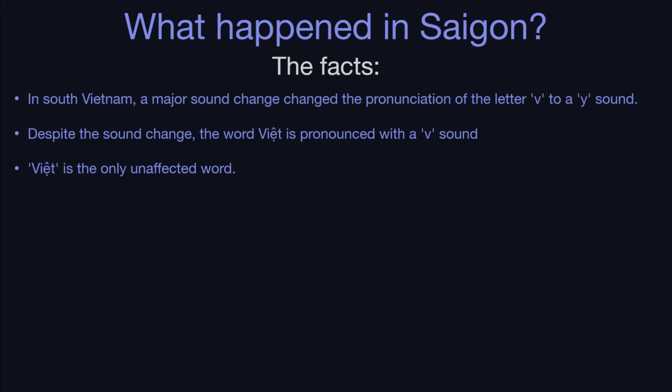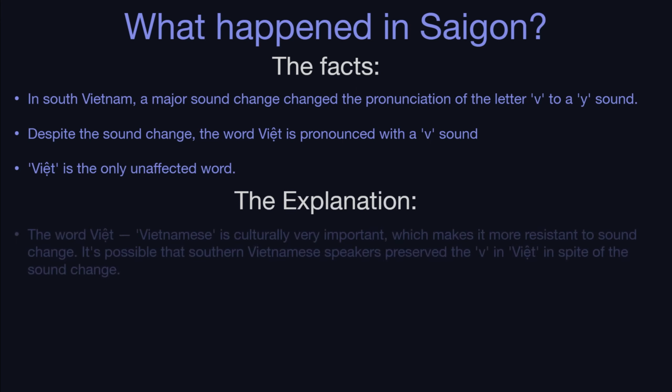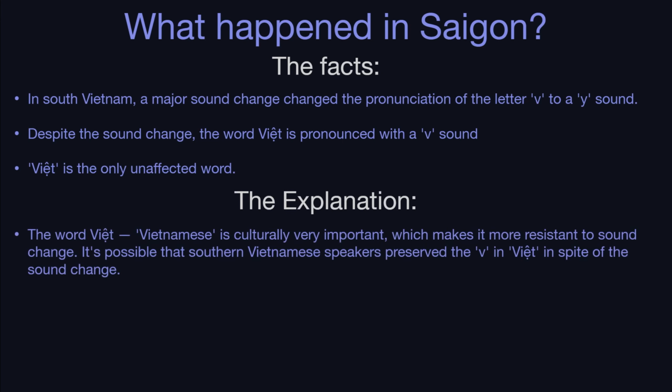So what happened? Well, basically, there's this phenomenon that sometimes happens where if there's a certain word or group of words that are culturally important enough, then the speakers of a language will actually preserve that word's pronunciation despite sound changes happening around it. You see this most often in sacred words, especially words for God or heaven, but seeing it here with the word Viet as a part of national identity also makes a lot of sense.